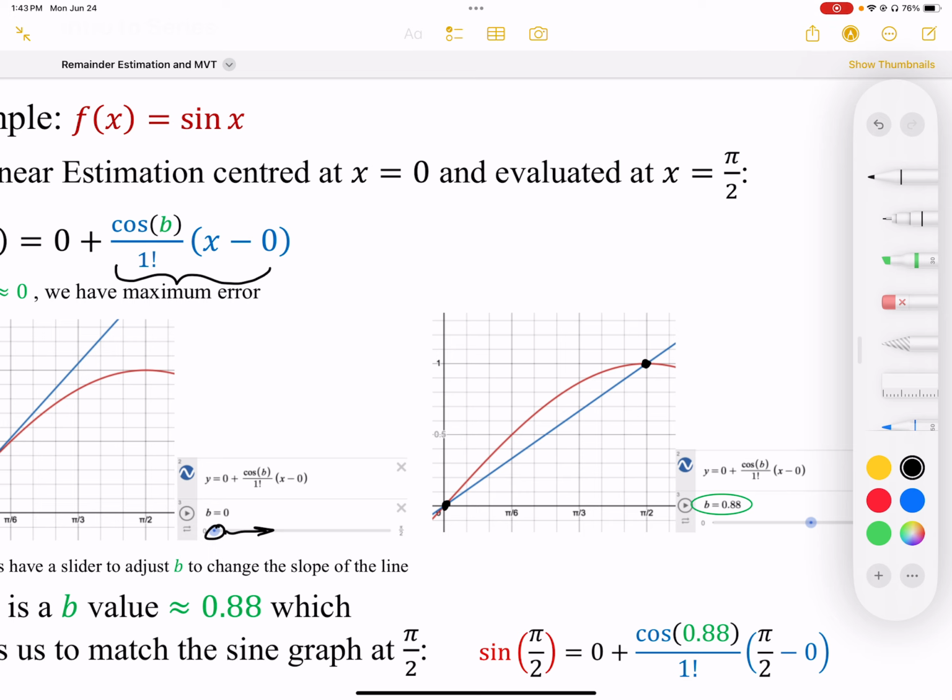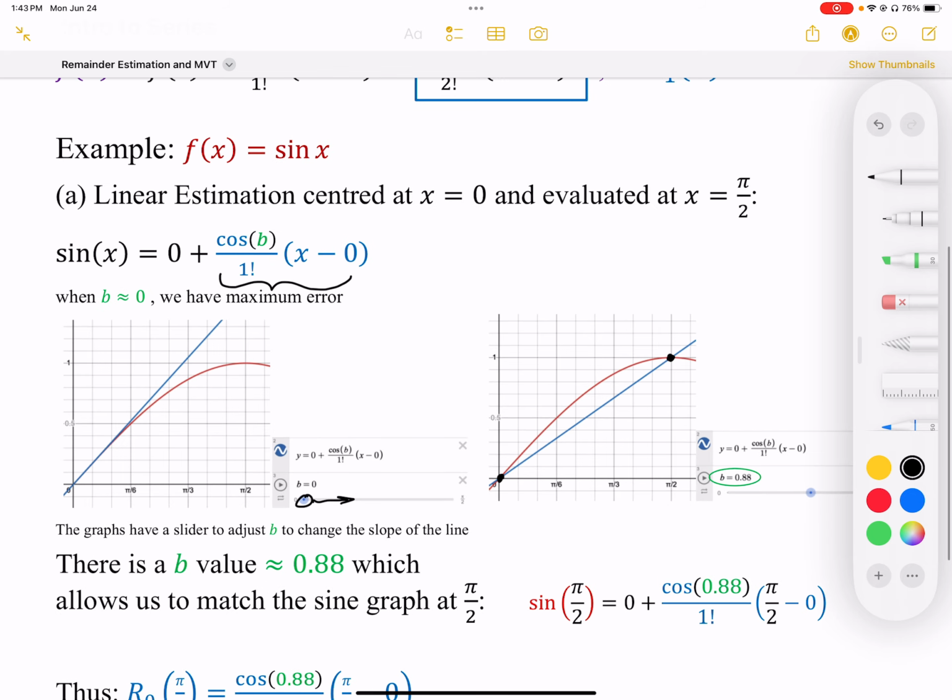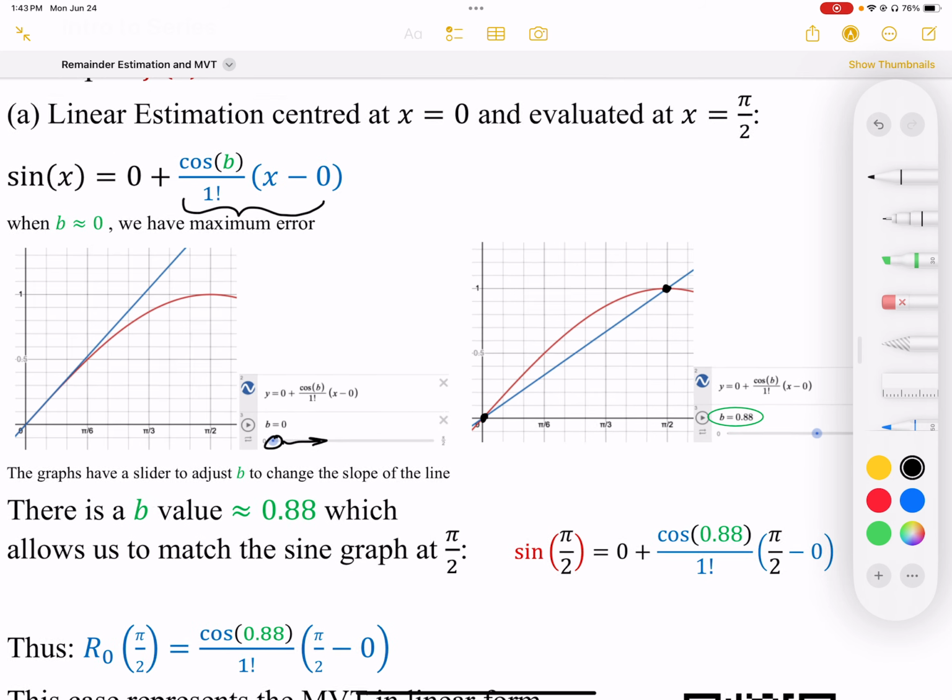So that being the error term, I can calculate the exact error if I can find the exact point b. Now, it's not necessarily feasible to actually find that point b. Here I've just estimated it by using that slider. But when we do the error estimation, we're going to bound that point b, and we can bound it between 0 and, in this case, pi over 2.